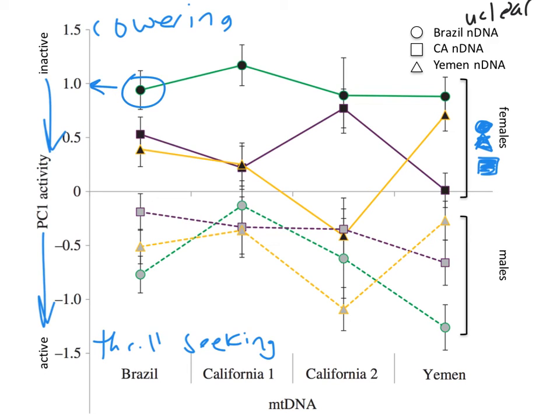What happens if you replace her mitochondria with mitochondria from a different population, California or Yemen? Does her activity change much? Not really. It changes a little bit, but then the error bars are pretty big too. So basically, this data series says it doesn't matter whose mitochondria you have. It doesn't matter which mitochondrial genome flavor, version, allele you have. It doesn't change your behavior.